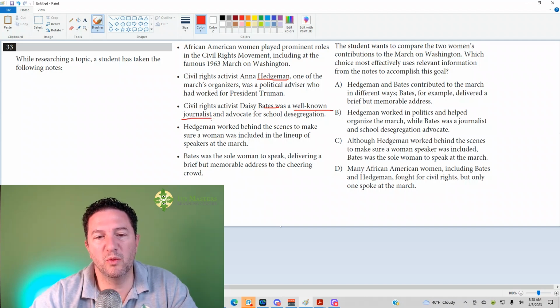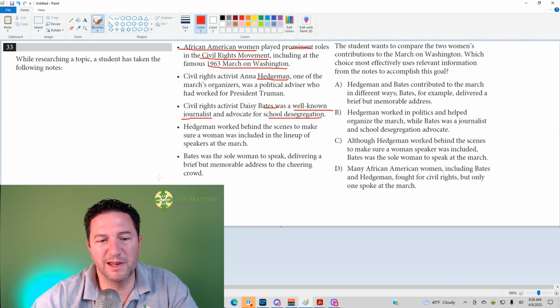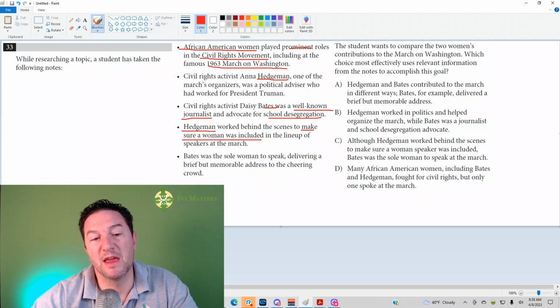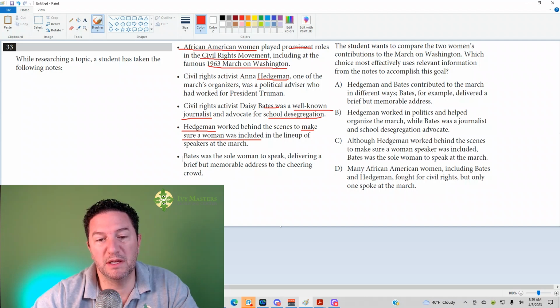A good idea is to underline what's most important as you go on. I missed the first bullet: African American women, prominent, civil rights movement, 1963, March on Washington more specifically. And then the fourth bullet: Hedgeman worked behind the scenes to make sure a woman was included in the lineup of speakers at the march. Make sure a woman was included. Bates was the sole woman to speak, delivering a brief but memorable address to a cheering crowd.